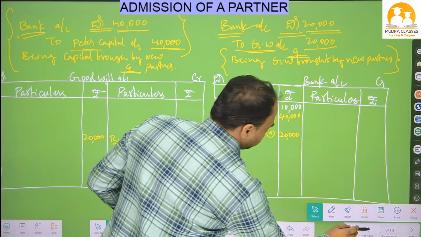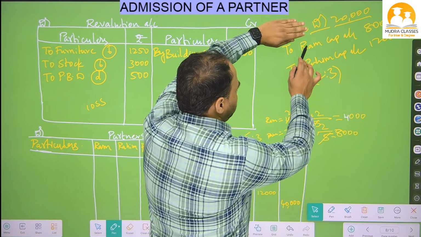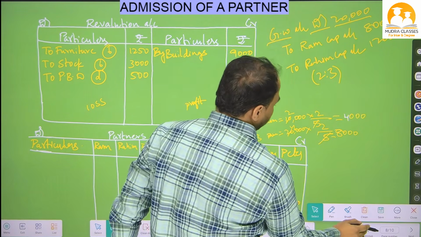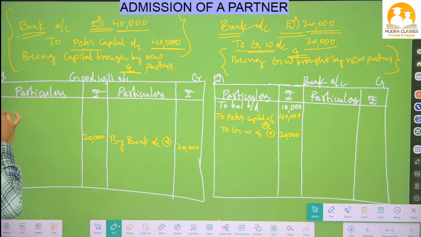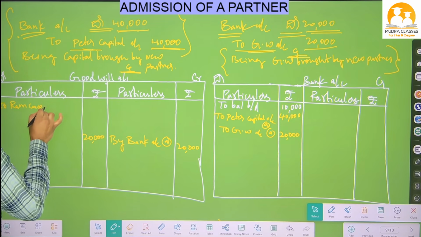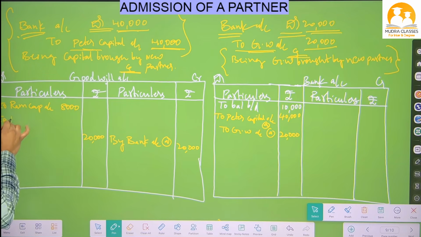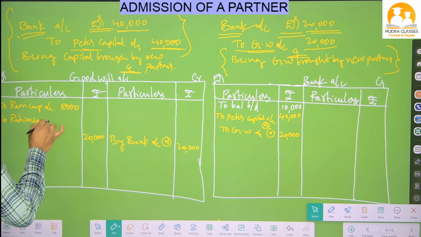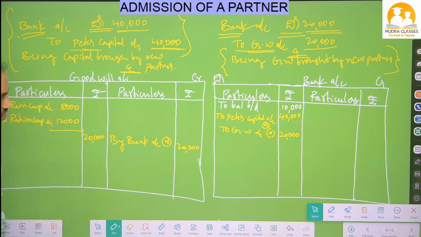Okay, now close this goodwill account. What is opposite? Ram and Rahim. So write down in goodwill account debit side: to Ram capital account 8,000 rupees, to Rahim capital account 12,000 rupees. If you add these two, we'll get 20,000 rupees.